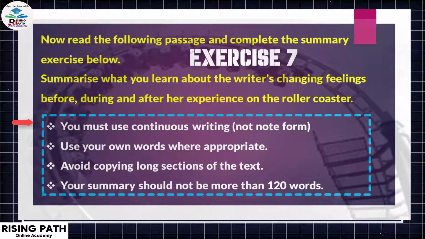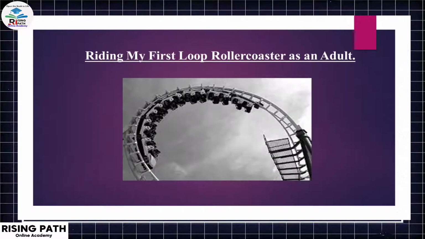Instructions are: you must use continuous writing, not note form. Use your own words where appropriate. Avoid copying long sections of the text. Your summary should not be more than 120 words. Now the text. Riding my first loop roller coaster as an adult.